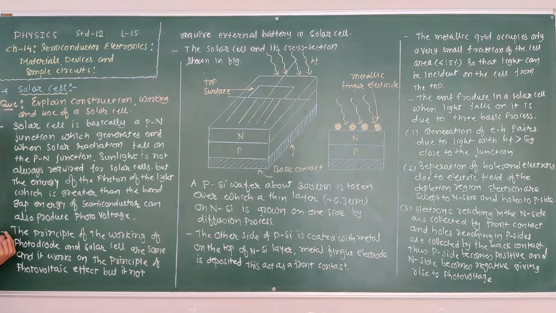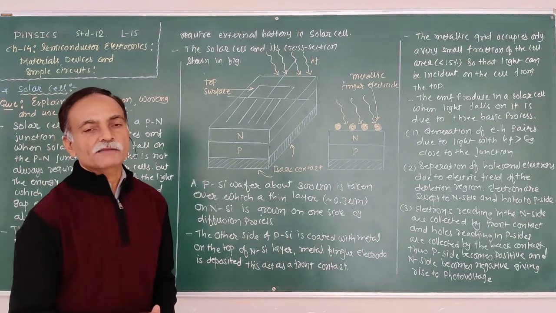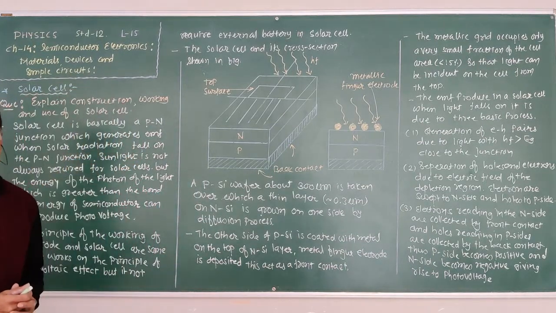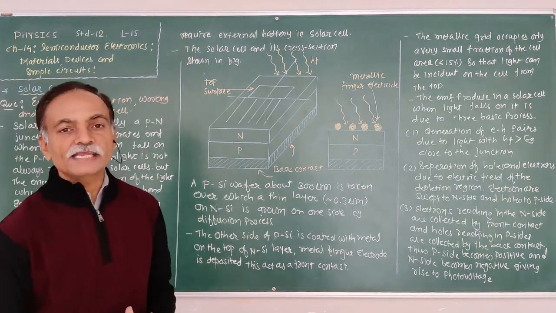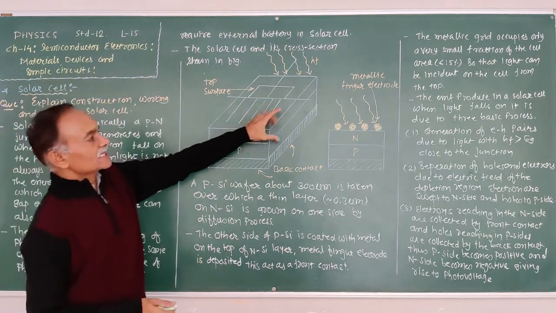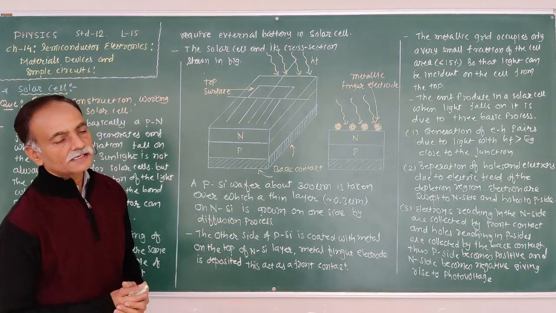The principle of working of a photodiode and a solar cell is the same, and it works on the principle of the photovoltaic effect. But an external battery is not required in a solar cell. While the photodiode requires the reverse bias mode, the solar cell does not require any bias. Okay. Now the cross section of a solar cell is shown in the diagram.